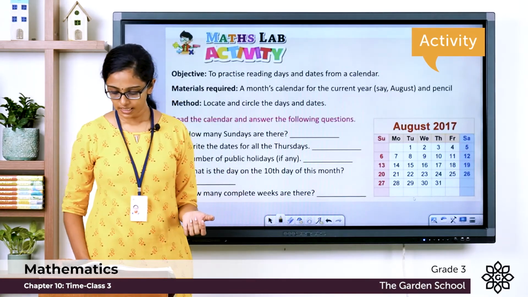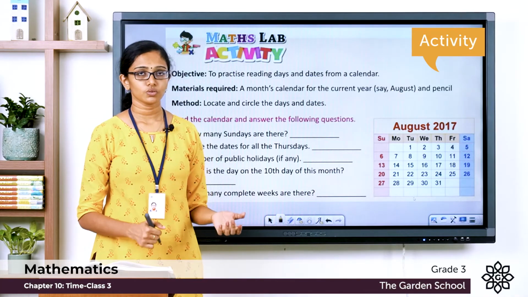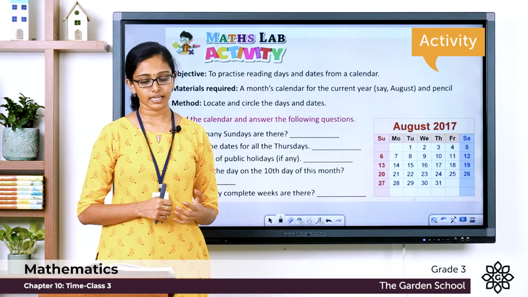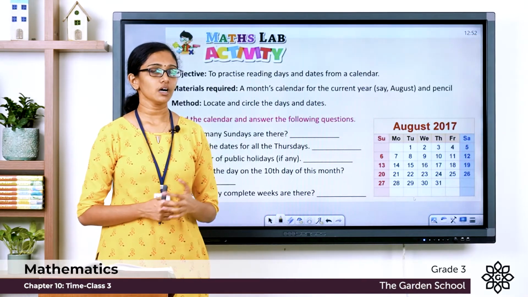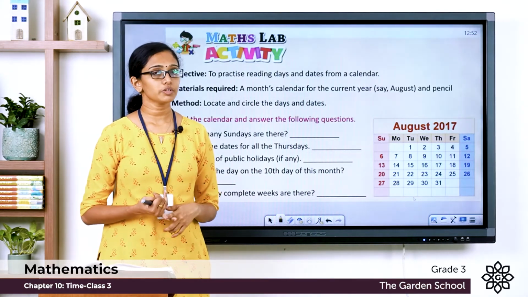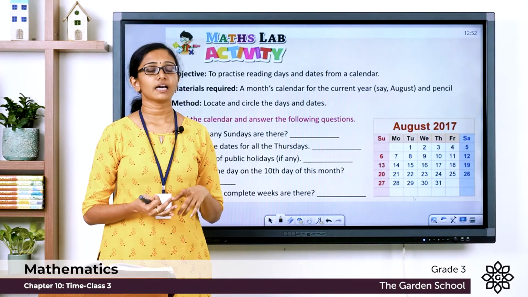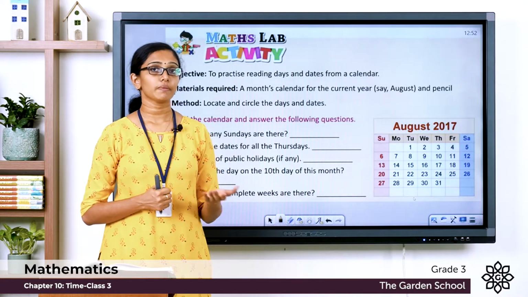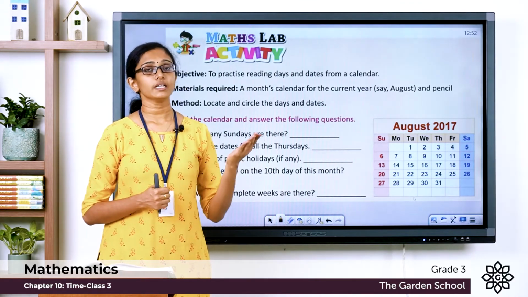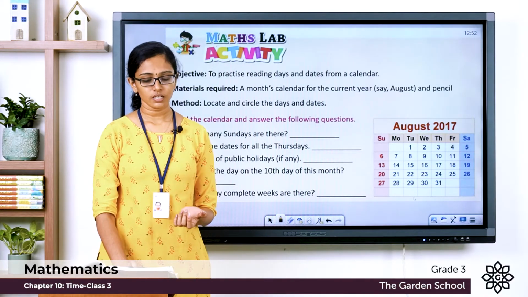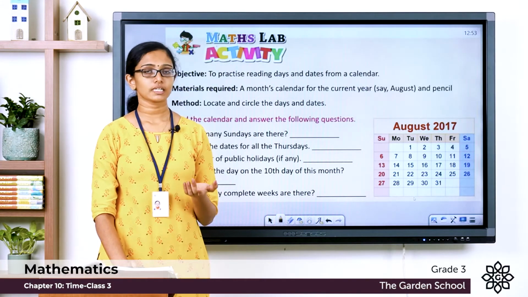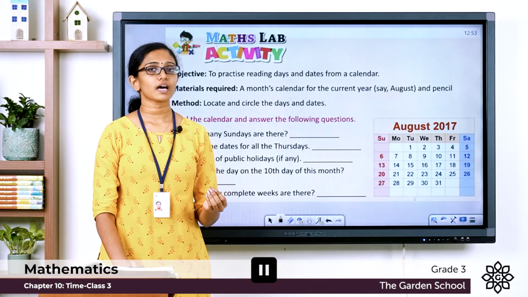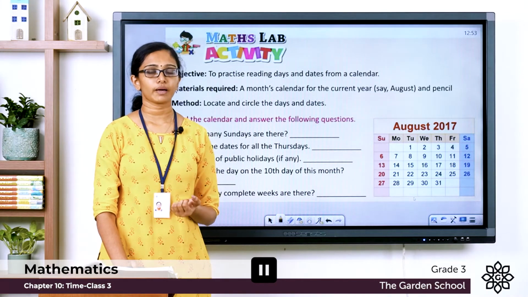We'll do one activity on page number 144. You see this box, Maths Lab activity, and it is to practice reading days and dates from a calendar. In a calendar, what all things will be marked? The year will be marked, the month will be marked, and the days of the week with the dates of the particular day will be marked. And public holidays will be marked in red color. In this activity, you'll need a month's calendar for the current year and a pencil. So all of you please pause this video. Please go grab a calendar and a pencil and then come back.